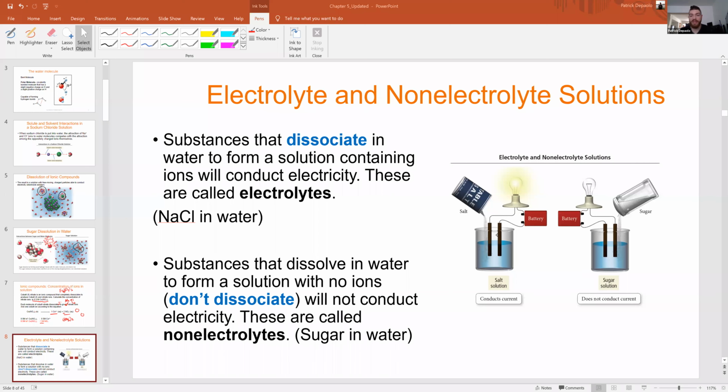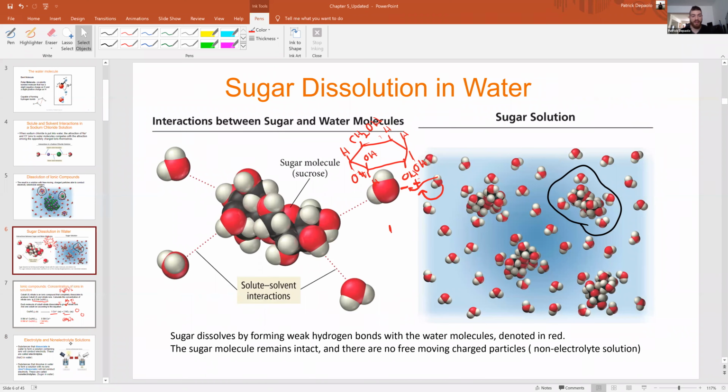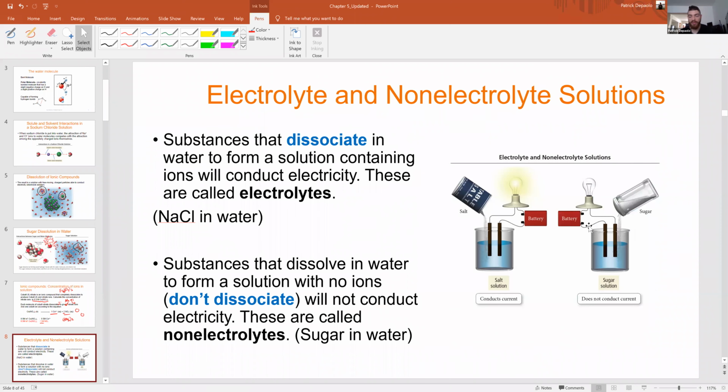The electrical gradient creates a current. The current runs the battery, which runs the flashlight, or the light bulb, and that's basically what happens. But in a sugar solution, meaning something that is a non-electrolyte, you're not going to have any part of the sugar dissociating, just like we saw here. None of the sugar is dissociating from itself, and you end up with just the sugar molecules by themselves with no charge, and they do not conduct electricity.